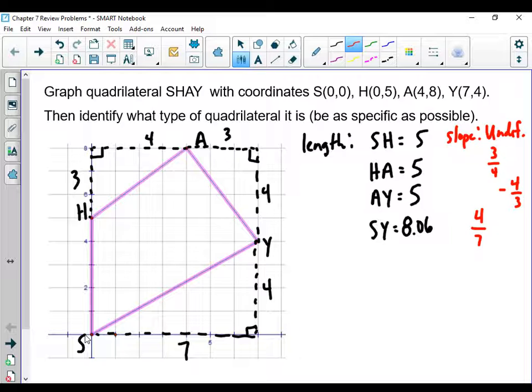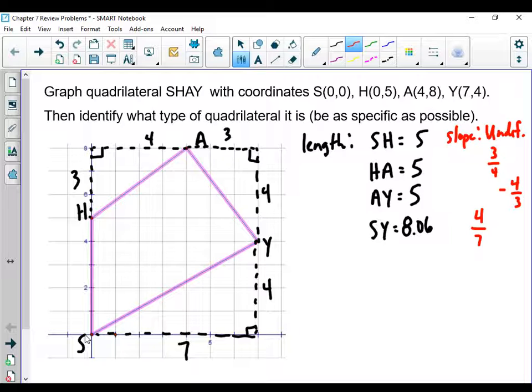Now, how does slope help me? Slopes may tell me if I have parallel lines, because we know if the slopes are the same, the lines are going to be parallel. Well, I don't have any slopes that are the same, so I don't have any parallel lines. The second thing I look for is whether I have perpendicular lines.